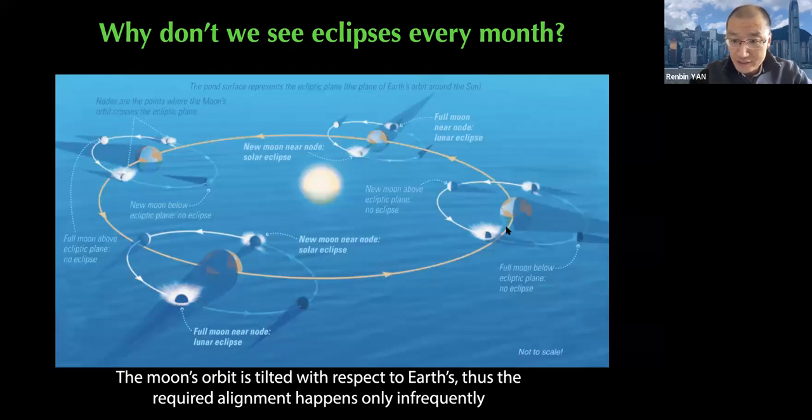For example, here you can see the shadow of the Earth. In this place on the orbit, the moon will actually be below that water surface, below the Earth's orbital plane. So it will not be going into the shadow. Here it is above the water surface, it's not in the shadow, but in these two places, it will be right on the water surface, so it can be in the shadow of the Earth. And so in these two months, we will be able to see a lunar eclipse. So lunar eclipses actually happen only in particular months of a year, and it doesn't happen in every month of a year.